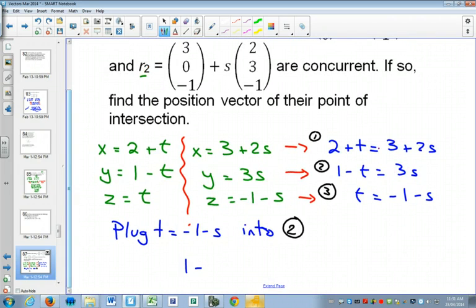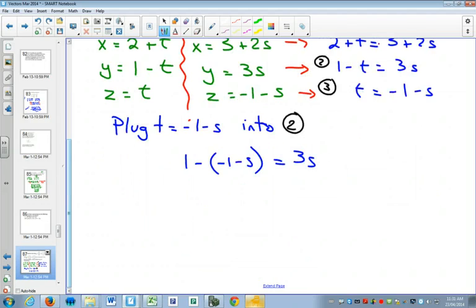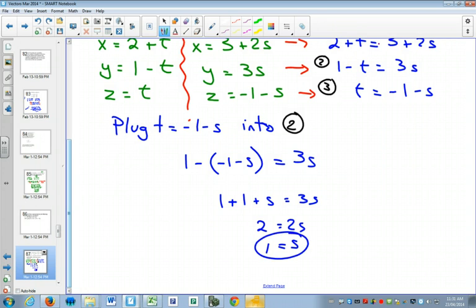So we have 1 minus, and then instead of t, make sure you put brackets there because that negative is going to get distributed. 1 minus t equals 3s. So we get 1 plus s equals 3s. 2 is equal to 2s. s is equal to 1. If s is equal to 1, what is t? t is negative 2.